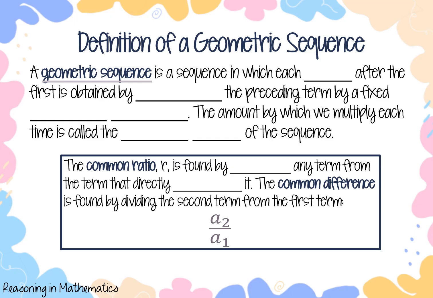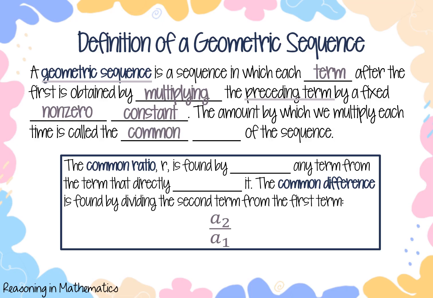A geometric sequence is a sequence in which each term after the first term is obtained by multiplying the preceding term by a fixed non-zero constant. The amount by which we multiply each time is called the common ratio of the sequence. The common ratio, which we represent with the letter r, is found by dividing any term by the term that directly precedes it. The common ratio is found by dividing the second term by the first term. And there's a formula for us.